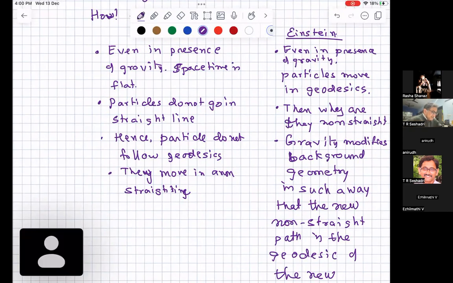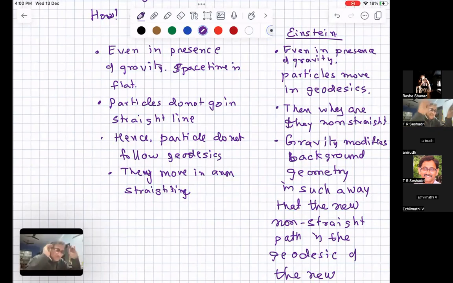Now, what Einstein said was the following. He said, since it does not depend on the particle, I will come to that. What Einstein said was, even in gravity, particles still move in a geodesic.